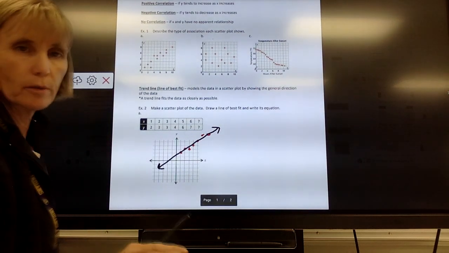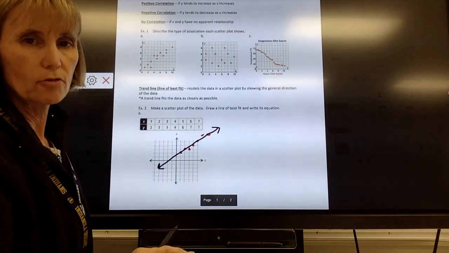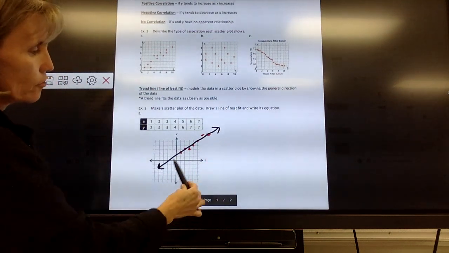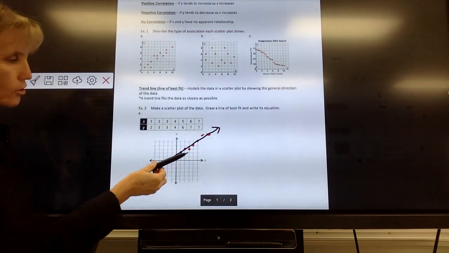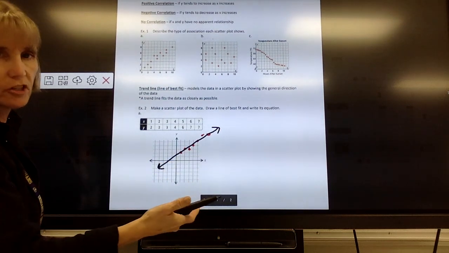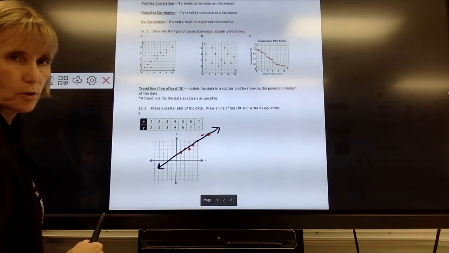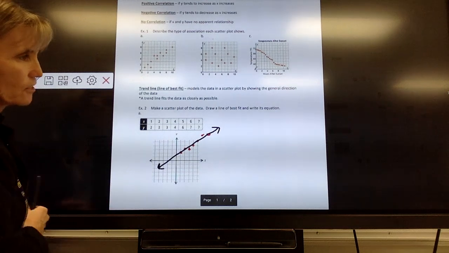Now, all of our lines are going to be a little bit different, so there's no one exact right answer. But you want to draw a straight line through your points. And it's kind of the best representation of those points. Okay, so that's my line of best fit.